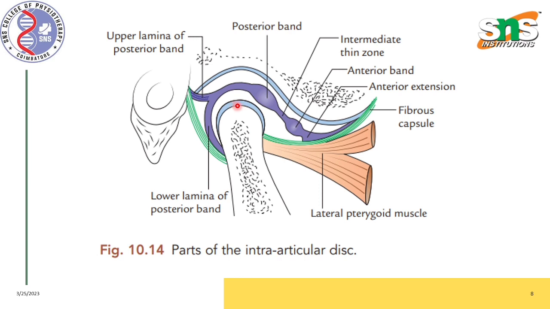So coming to the intra-articular disc, these are the parts of the intra-articular disc. It includes the anterior extension, then the anterior band, the intermediate thin zone and the posterior band. The posterior band is again attached to two different areas and is divided into two laminae, the upper lamina and the lower lamina. So this will be attaching over this particular region.